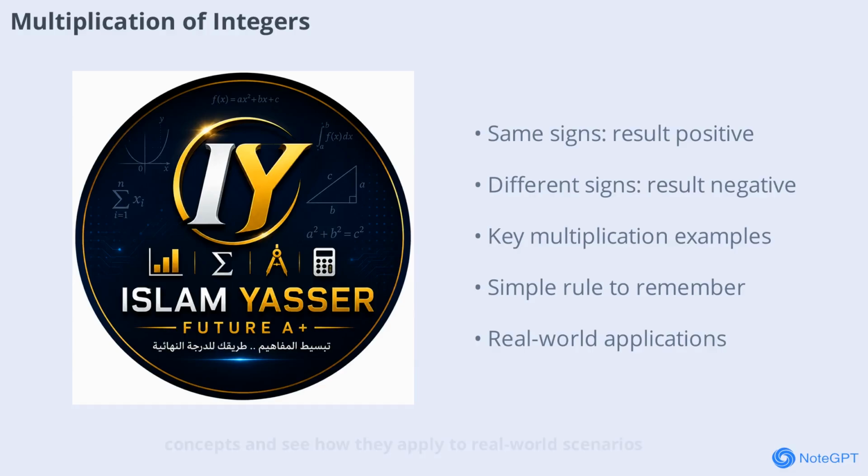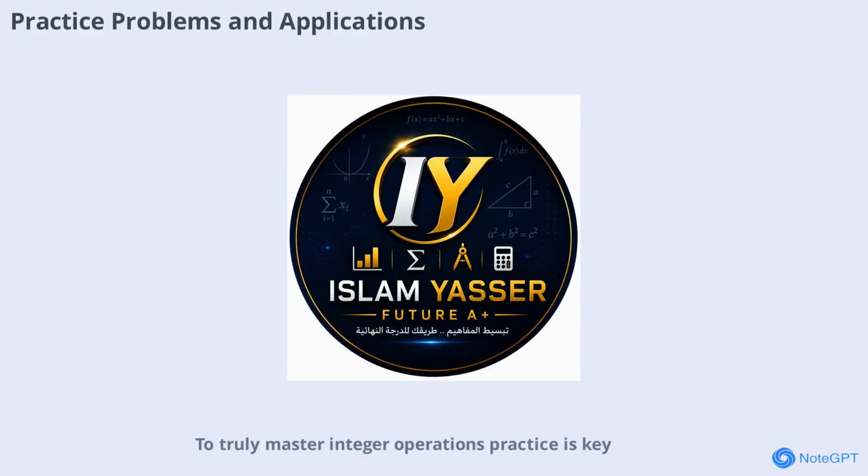Let's look at a few examples to solidify these concepts and see how they apply to real-world scenarios. To truly master integer operations, practice is key. Let's tackle a few problems together. For example, what is -12 minus 7? Using our rules, we rewrite it as -12 plus -7, which equals -19. How about 14 minus -10? That becomes 14 plus 10, resulting in 24. For multiplication, try -2 times -3 times -4. Multiplying the first two gives +6, then +6 times -4 equals -24.